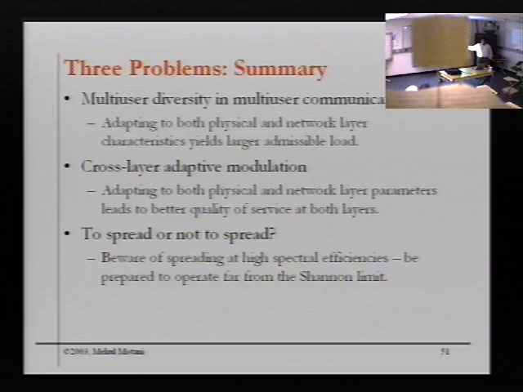And for what seems to be a purely physical layer issue, but I think it has a role to play here, how we're thinking about it is, when you're doing spread spectrum or not, you want to beware of spreading at high spectral efficiency because you will be far from the shadow limit. But remember, spreading has its benefits, and you might want to do it anyway. Okay, that's it.